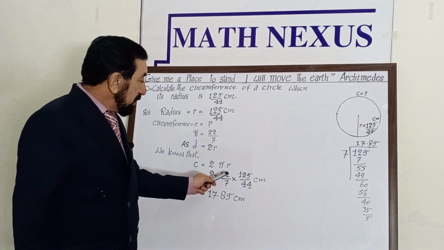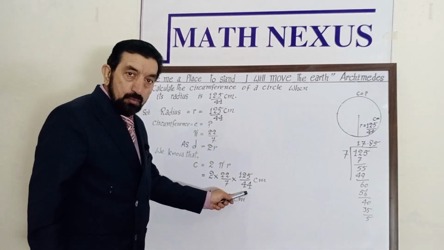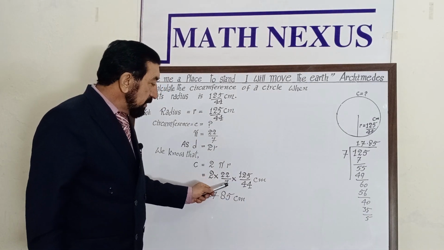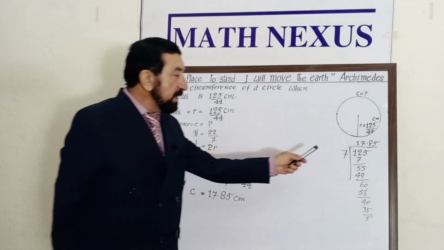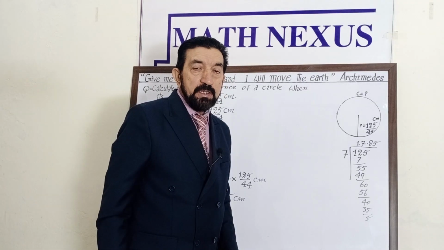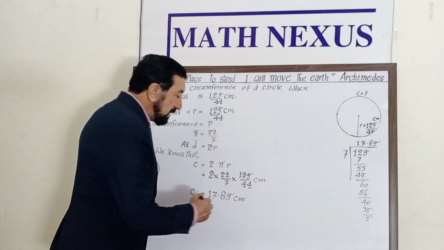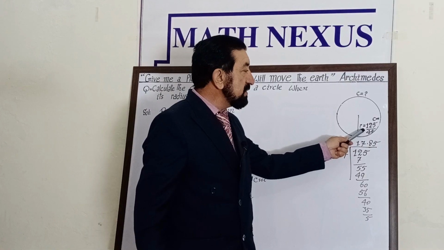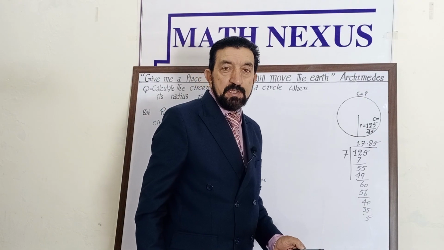Now 22 1s are 22, 2 1s are 2. It means 125 upon 7. 125 upon 7, this is equal to 17.85. 17.85 centimeter is the circumference of this circle having radius equal to 125 upon 44 centimeter.